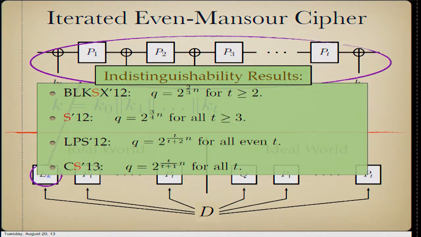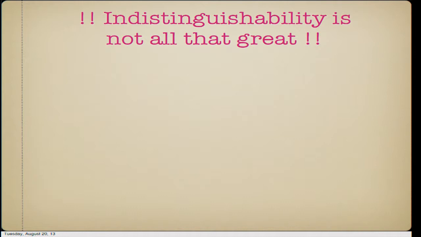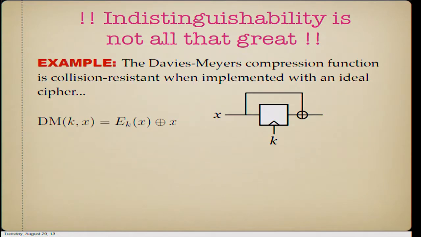That's nice. But anyway, it's actually not that nice, because indistinguishability is not all that great. I have to argue this now since I'm presenting another result. So why is indistinguishability not all that great? Let me give you an example. Here's the Davis-Meyer compression function. It's a way of building compression functions from block ciphers. It's a very fun, very basic thing.